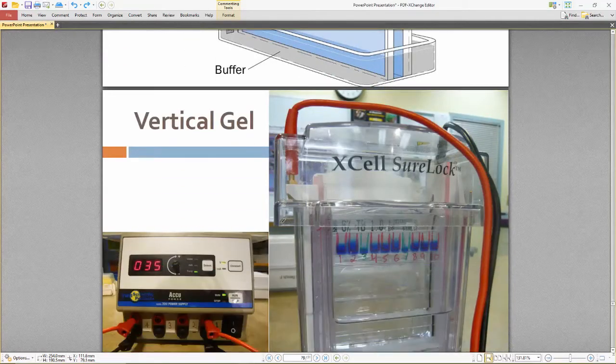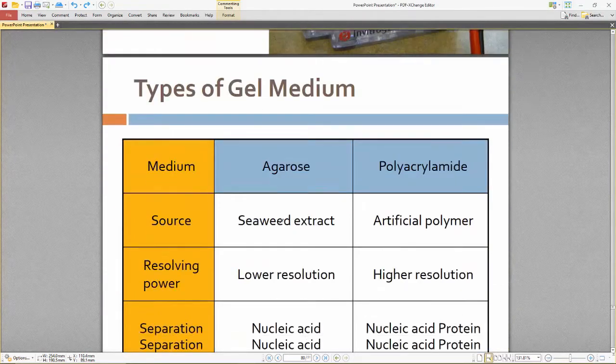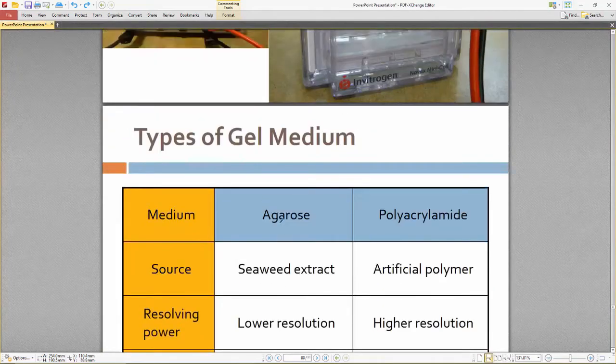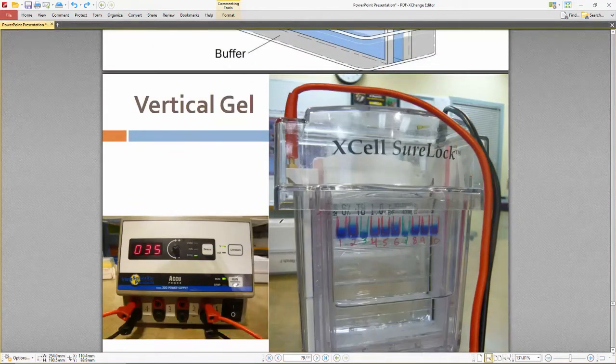Let's see how much detail the next slides go into. Okay, let's keep moving on then.